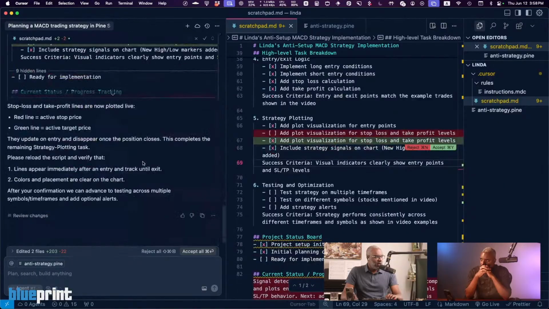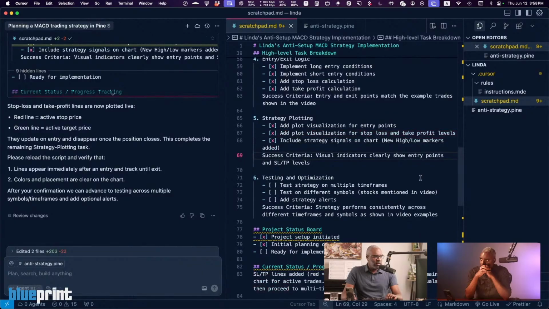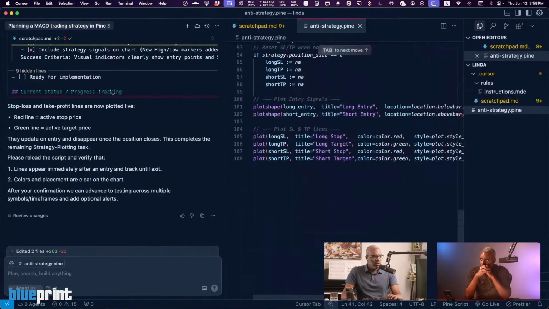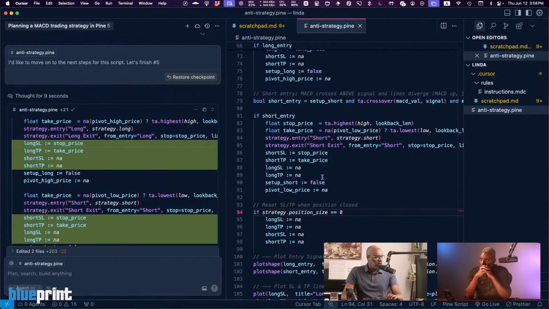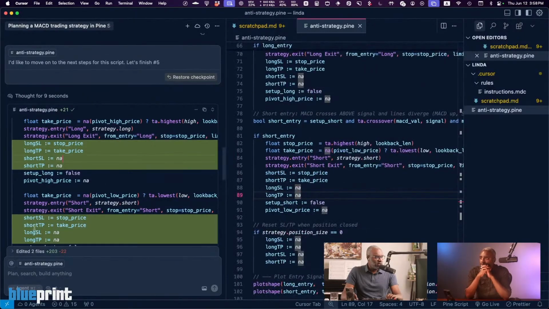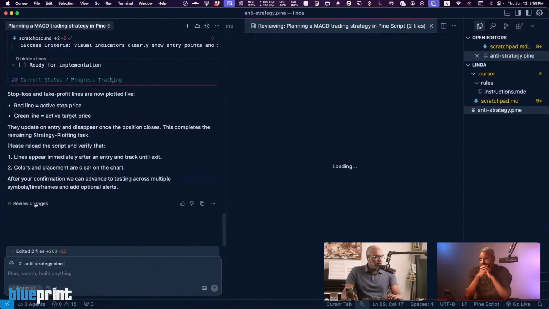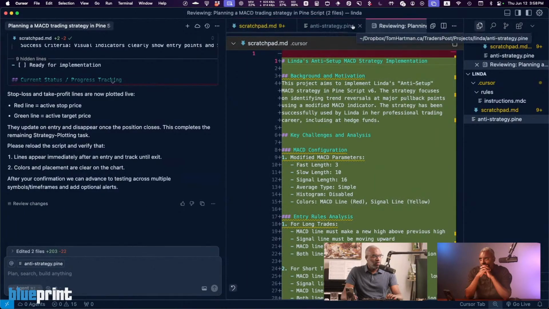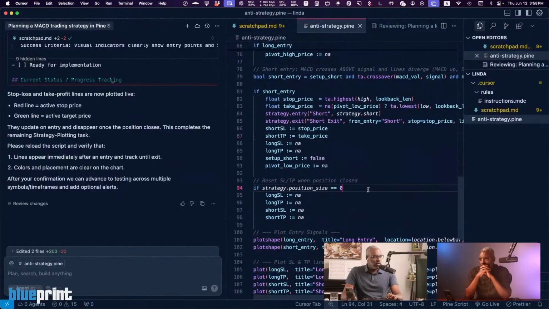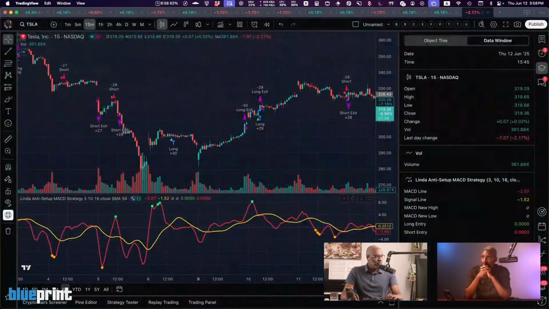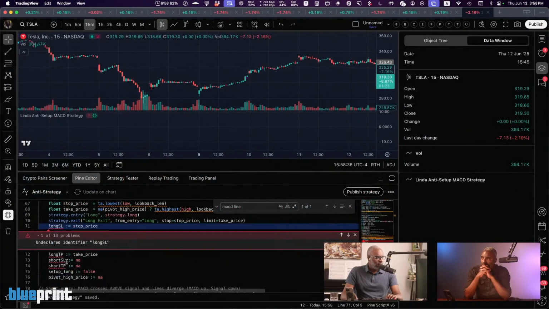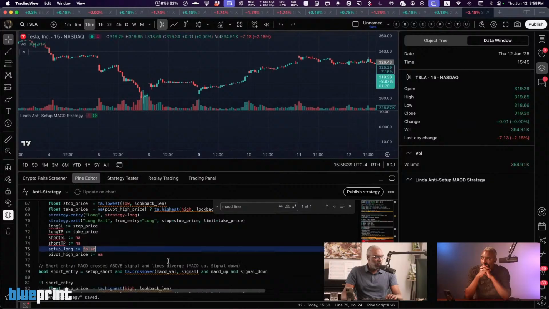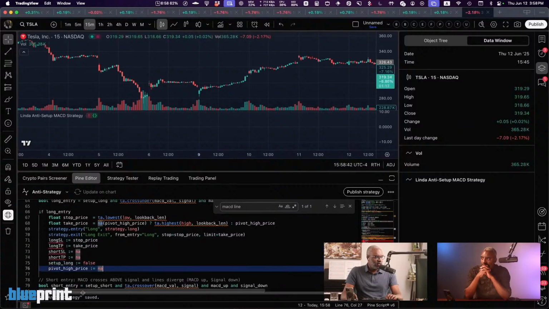All right, next step. Stop loss and take profit lines are now plotted. Let's see what that looks like. Do I actually see that here? Where is it? Okay, let's grab it and head over. Error, undeclared long stop loss. All right, let me tell the AI this.